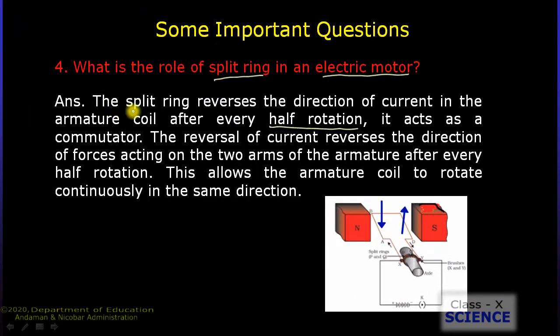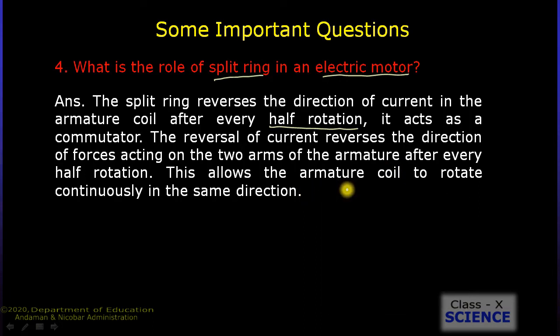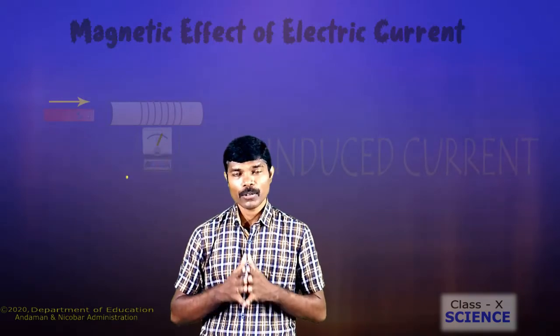So we can say that the split ring reverses the direction of current in the armature coil after every half rotation. So it acts as a commutator, right? The main role of the split ring in an electric motor is that it acts as a commutator. The reversal of current reverses the direction of forces acting on the two arms of the armature after every half rotation. This allows the armature coil to rotate continuously in the same direction. Got it, children?